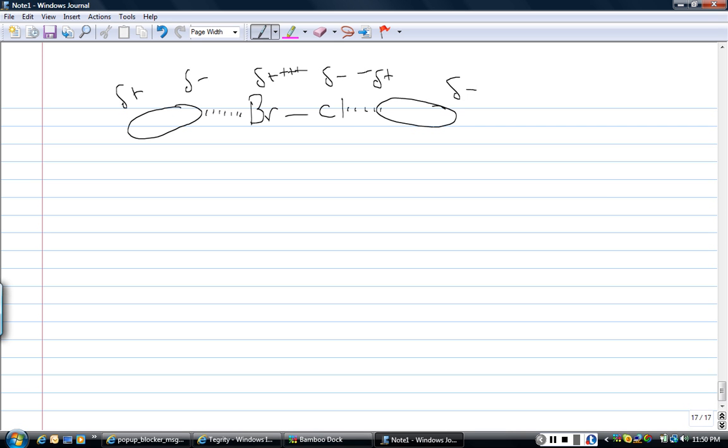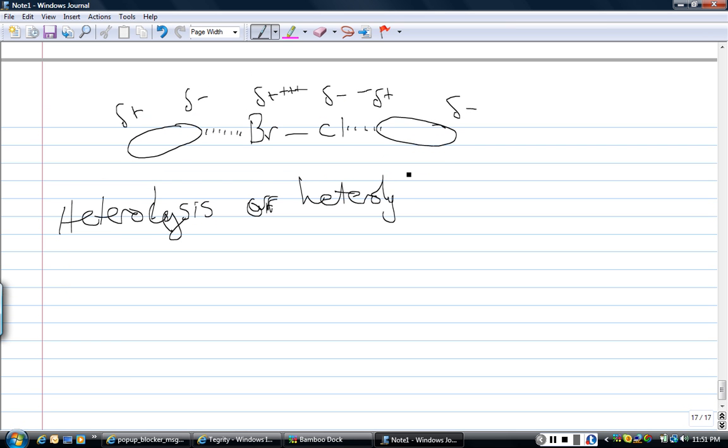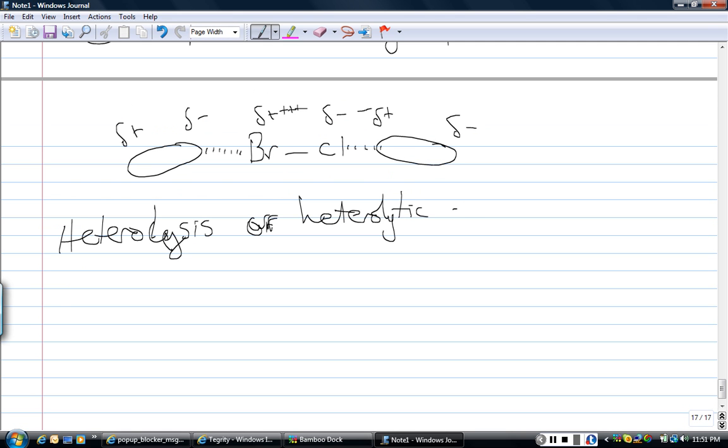The other kind of bond breakage is called heterolysis, or heterolytic cleavage. So I'll just spend another 2 minutes. This involves, for example, HCl cleaving to give rise to H plus and Cl minus.